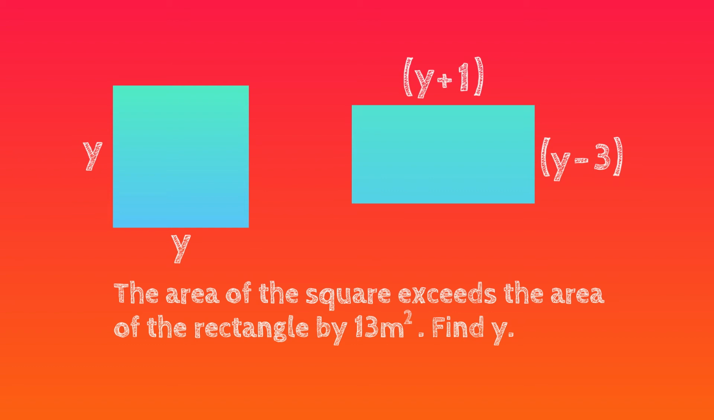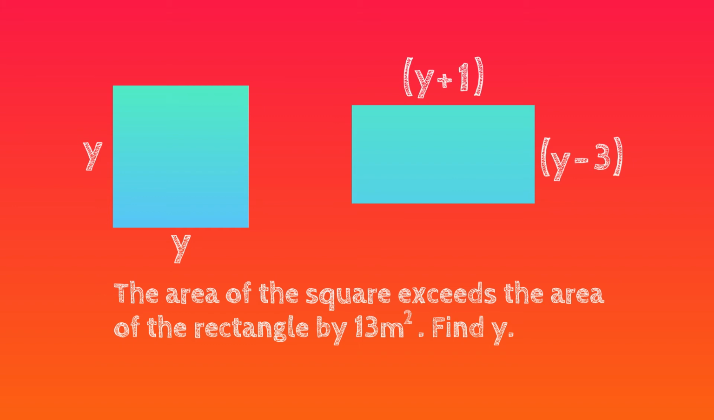The square has all sides equal, so it's y on the one side and y on the other side. Then the rectangle, we have the length as y plus 1 and the width as y take away 3. Now, the formula for area is always for the square length times length and for the rectangle length times width.